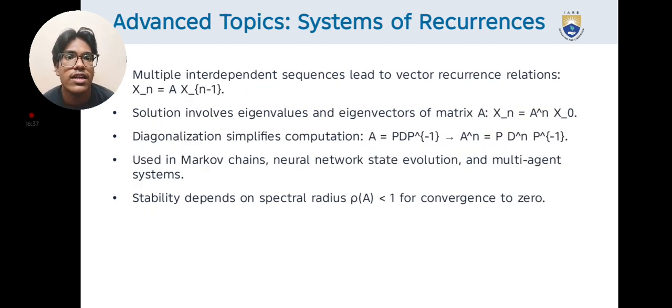Multiple interdependent sequences lead to vector recurrence relations. The solution involves eigenvalues and eigenvectors of a matrix. Diagonalization simplifies computation, used in Markov chains, neural networks, state evolution, and multi-agent systems. Stability depends on spectral radius less than 1 for convergence to 0.